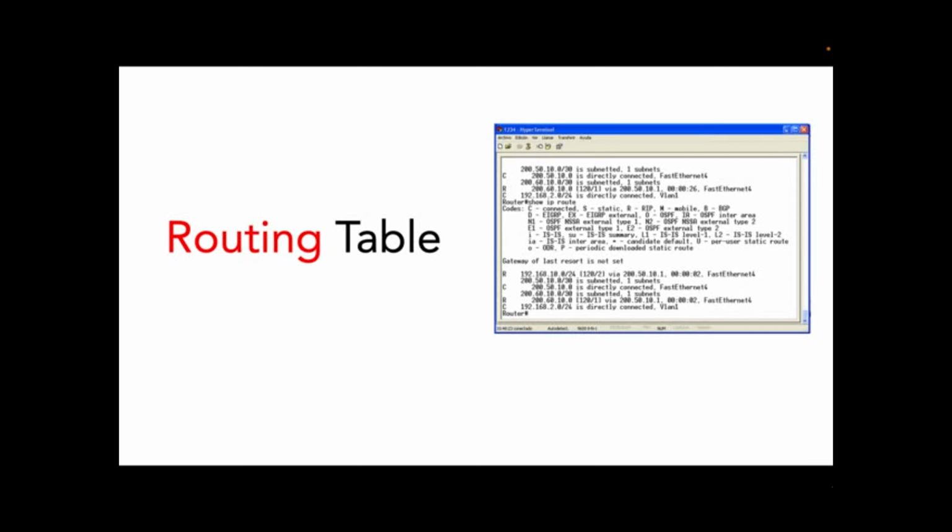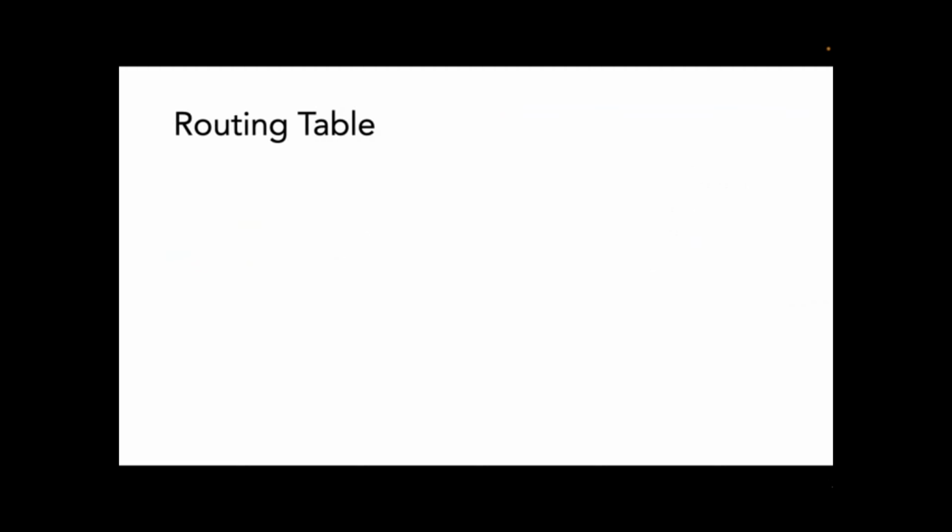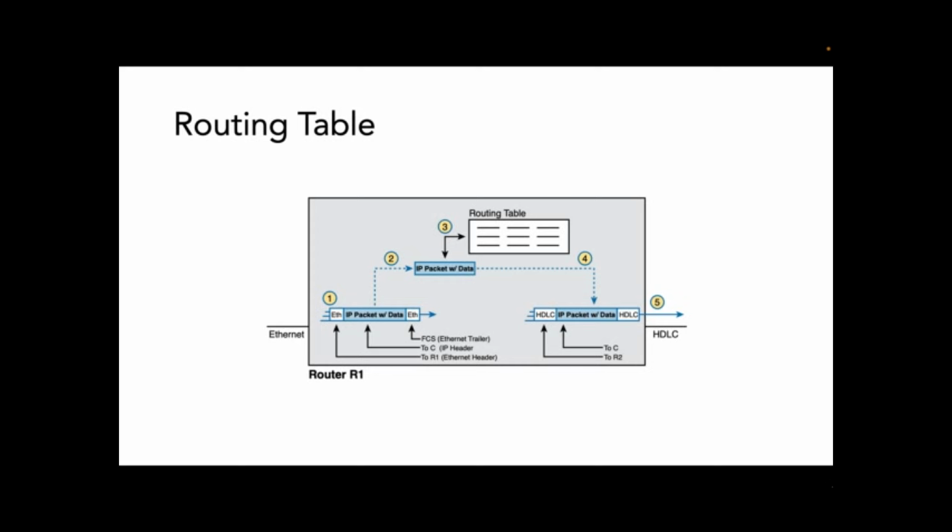Hello everyone. In this session of the CCNA series, I will discuss the routing table. As discussed in my previous session, routers examine the destination IP address of a received packet and make a routing decision accordingly. To determine which interface the packet will be forwarded to, routers use the routing table.